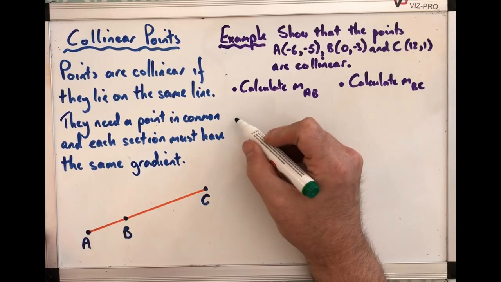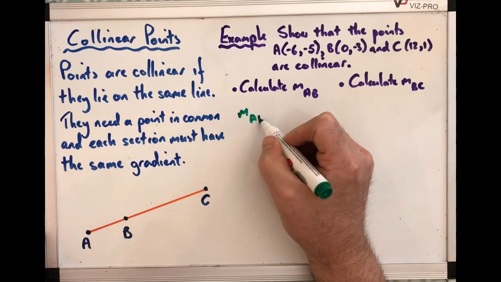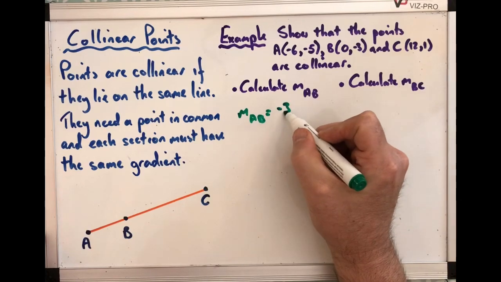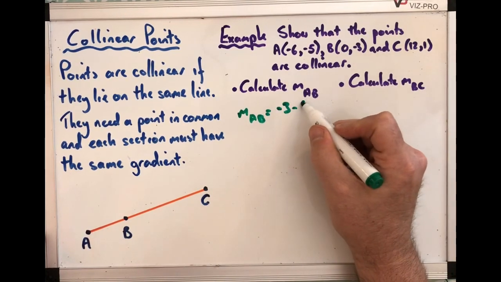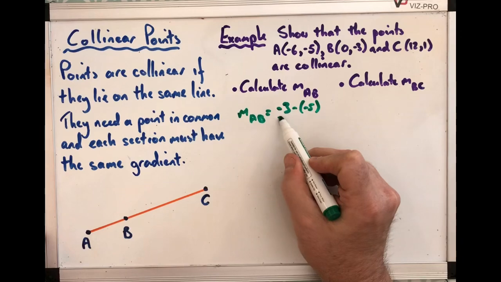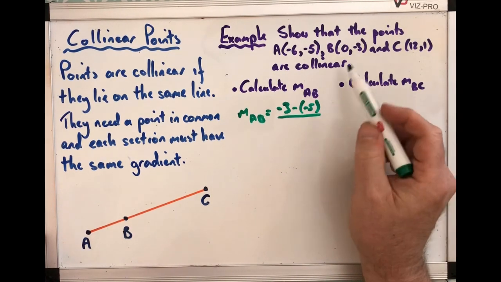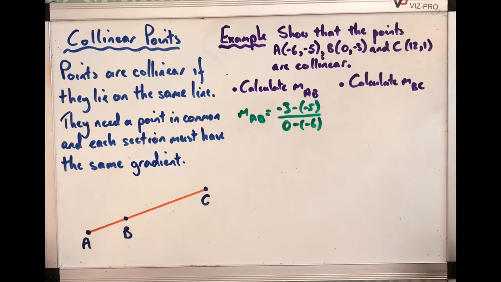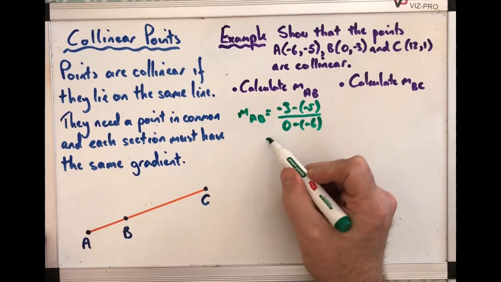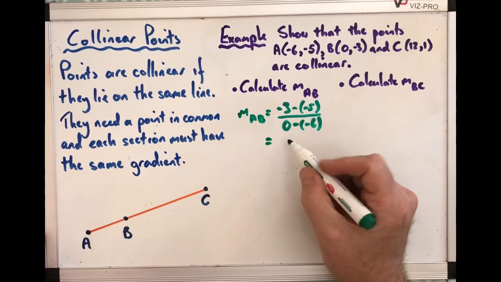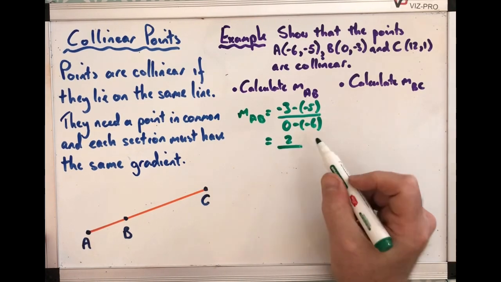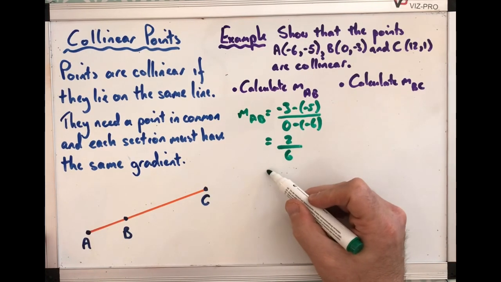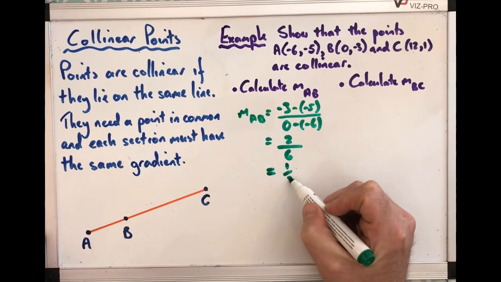So if we're looking at the gradient of AB, I'm going to look at minus 3 minus 5 over 0 minus 6. If I work that out, that's minus 3 plus 5, which is 2, over 0 minus minus 6, so it's plus 6, so it's 2 over 6, which gives me a gradient of 1/3.